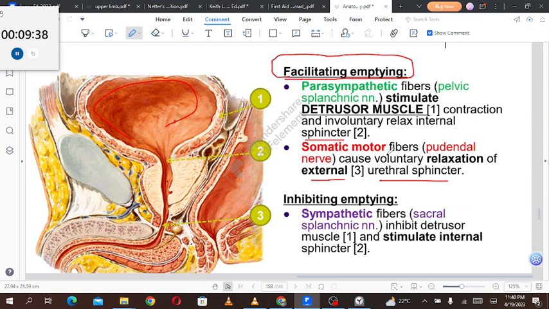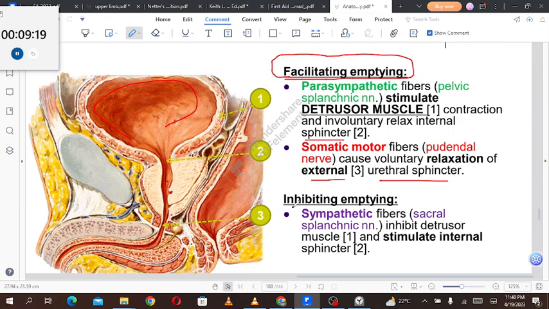Okay. So there will be two factors which are facilitating this. Initially there will be parasympathetic nerve that will cause the detrusor contraction and the relaxation of the internal urethral sphincter, and the inhibition of the somatic nerve fibers which are coming from the pudendal nerve to the external urethral sphincter. They will be inhibited, leading to the relaxation of the external urethral sphincter.